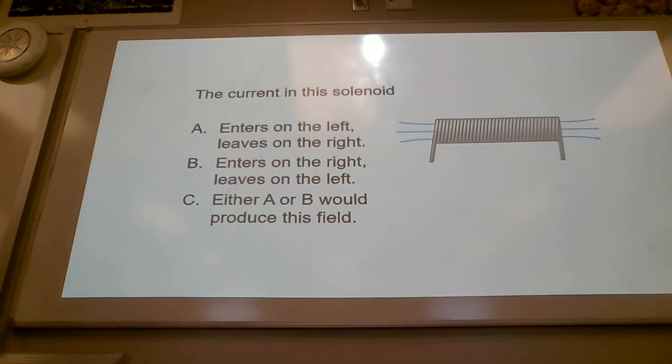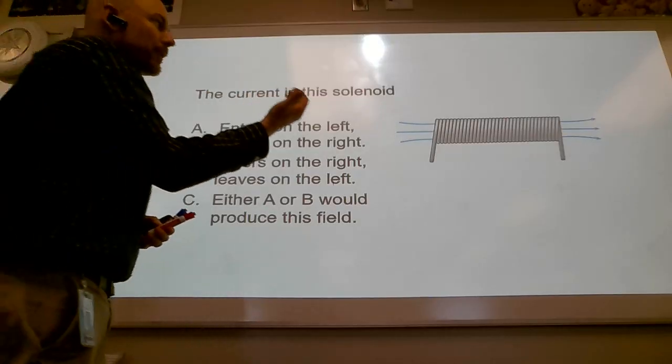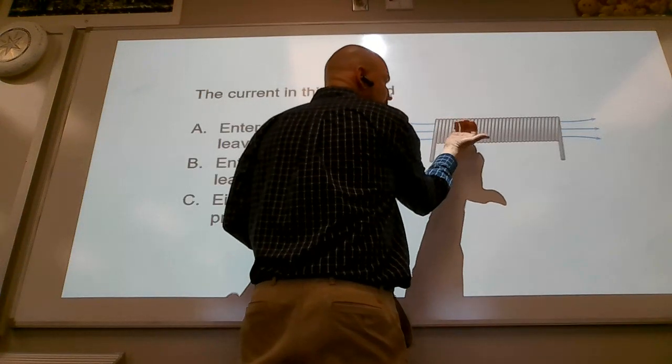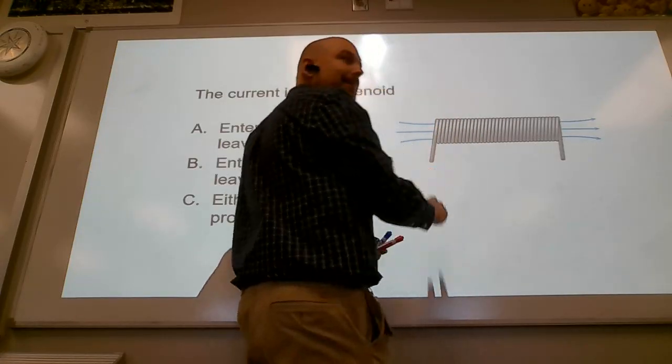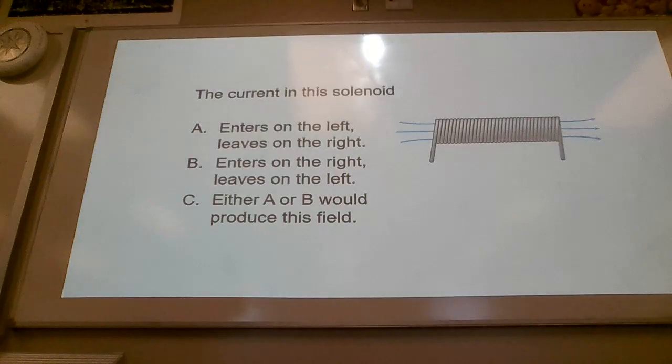Everybody good with B? Alternative right-hand rule: stick your thumb in the direction of the magnetic field. Current's going this way. This is on top. Good.